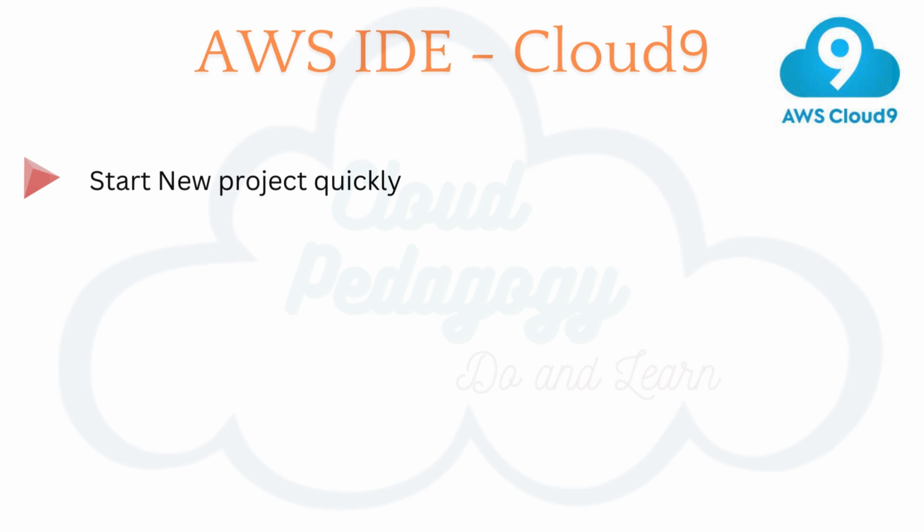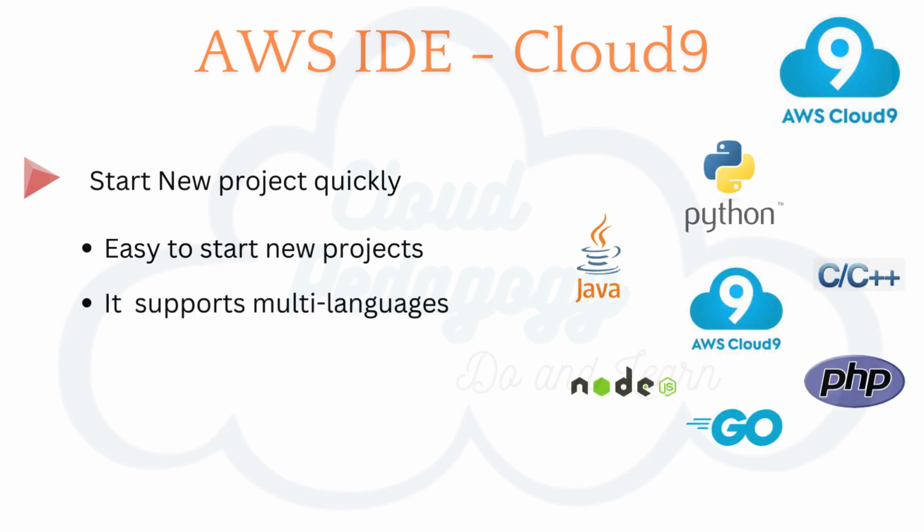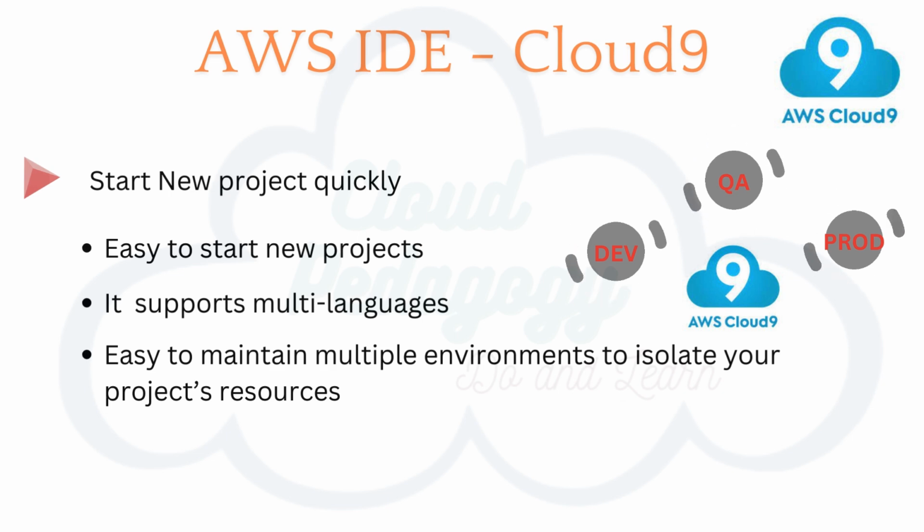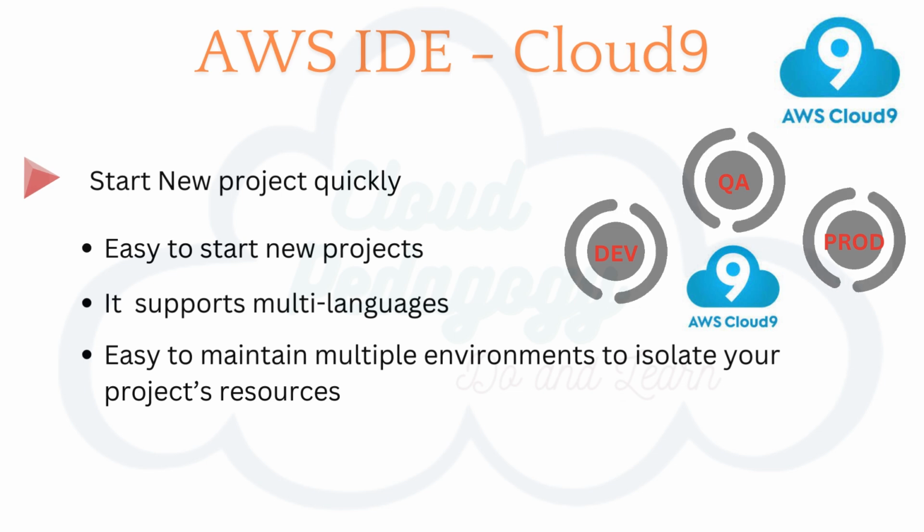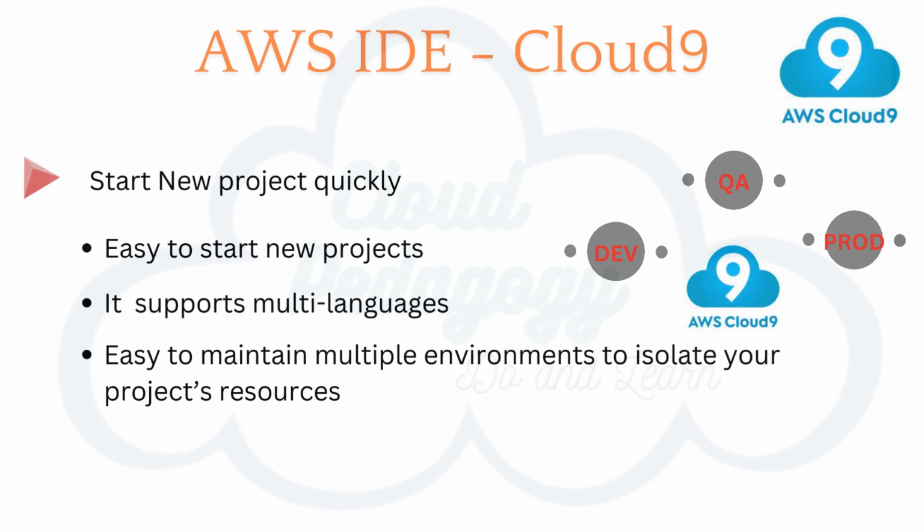Next, start new projects quickly. AWS Cloud9 makes it easy for you to start new projects. Cloud9's development environment comes pre-packaged with tooling for over 40 programming languages, as we have discussed already, including JavaScript, Python, PHP, Ruby, Go, and C++. This enables you to start writing code for popular application stacks within minutes by eliminating the need to install or configure files, SDKs, and plugins for your development machine. Because Cloud9 is cloud-based, you can easily maintain multiple development environments to isolate your project's resources.